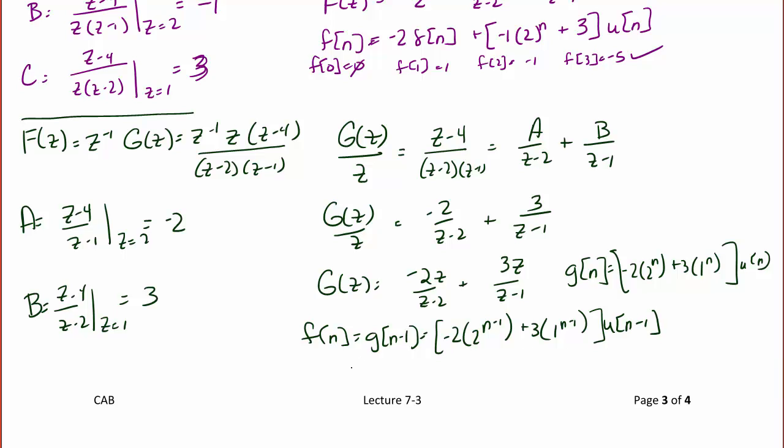And now let's check our work. So f of 0 is indeed equal to 0. F of 1 is equal to 1. F of 2 is equal to negative 1. And f of 3 is equal to negative 5. So this solution does check.